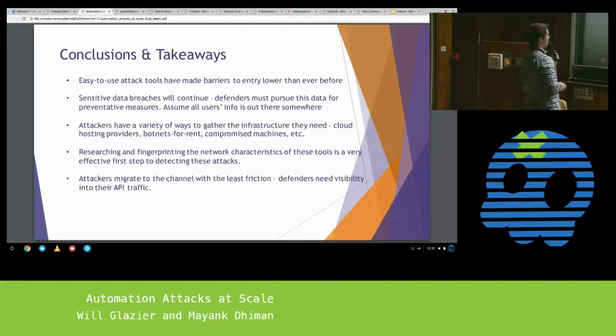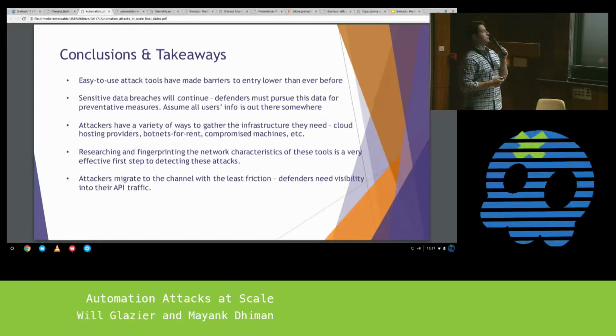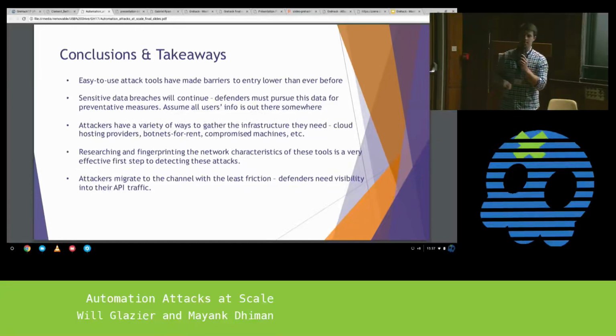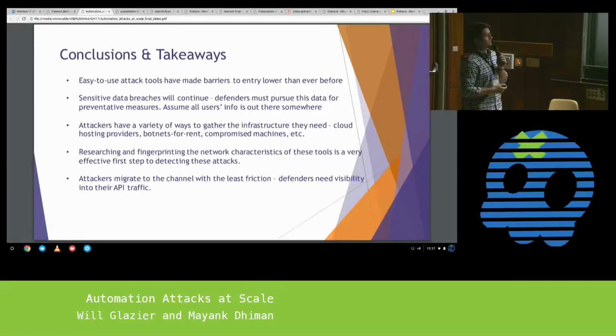So I have some conclusions and takeaways. They should be pretty apparent from what we talked about. These easy-to-use attack tools have lowered the barriers to entry. You saw Sentry MBA, that tool has a GUI. There are things as simple as using curl and wget in big scripts that you've written, or just modifying those libraries slightly to make changes and try to get through whatever defenses are deployed.